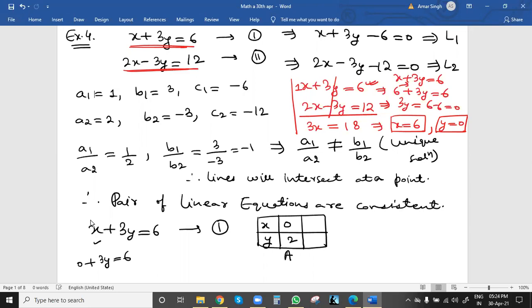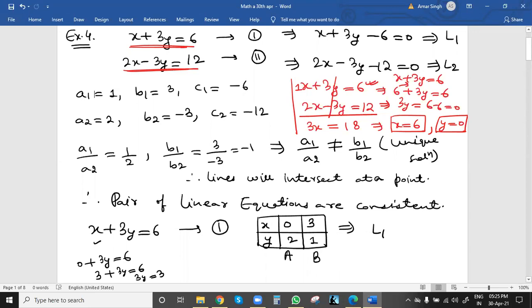Now one more point we want to take. Let me take the value of x as 3. 3 is easier. 3 plus 3y equal to 6. So 3y will be equal to 6 minus 3. So y will be equal to 1. This can be point B. Now from this table we get line L1.